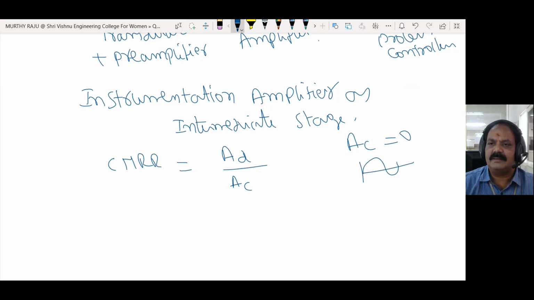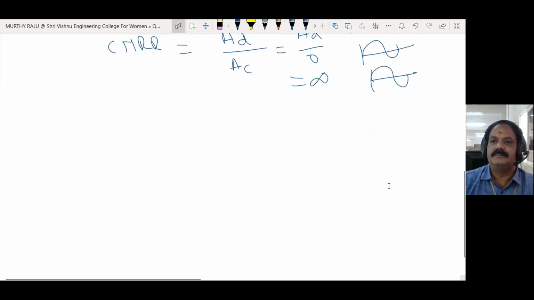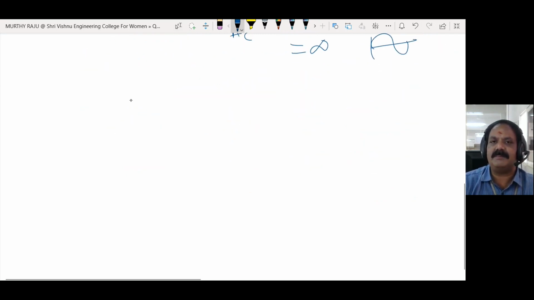Both signals are of the same amplitude and same phase with each other. That means these two are common signals. Therefore, these common signals are applied to the instrumentation amplifier. The gain of that instrumentation amplifier is AC. Therefore, output is equal to zero. AC is also zero. Therefore, AD by zero, that is, the common mode rejection ratio of the instrumentation amplifier, is infinity. This is the important characteristic of the instrumentation amplifier.